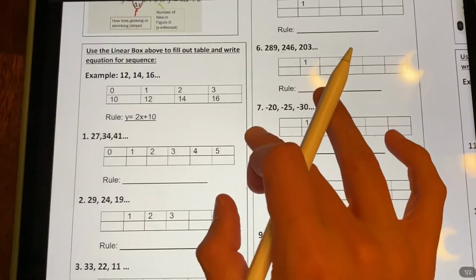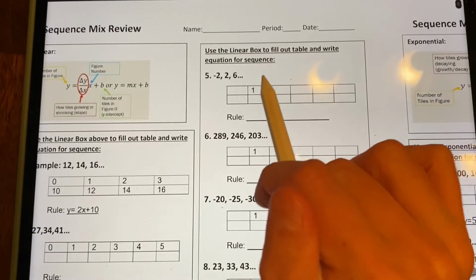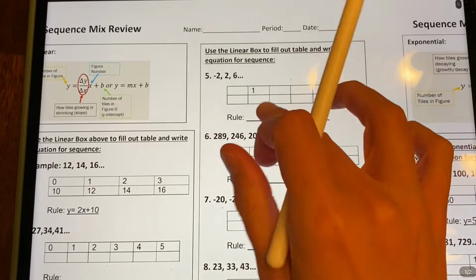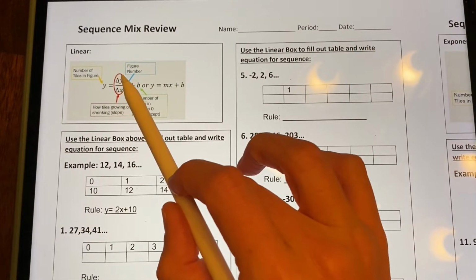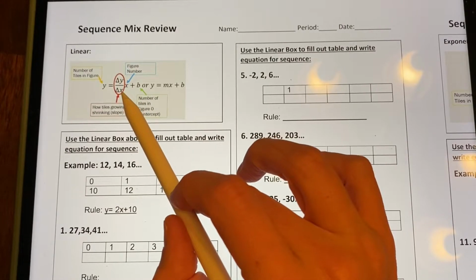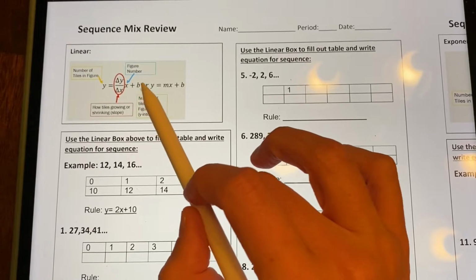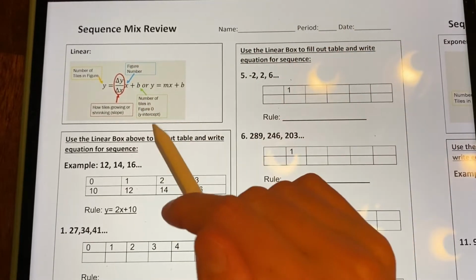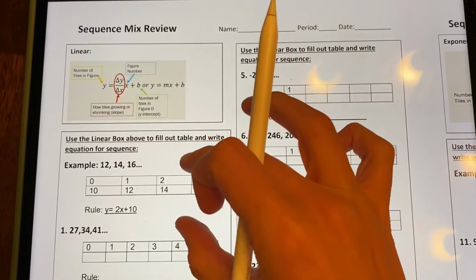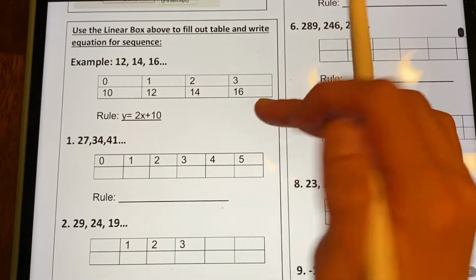Notice that on this section and this section up here, it says linear. So we are doing the linear equation, which is y equals the change in y over the change in x, okay? X plus b. And remember, b is the number that when x is 0, what is y? It's the y-intercept, okay? So the first one we did an example, okay?